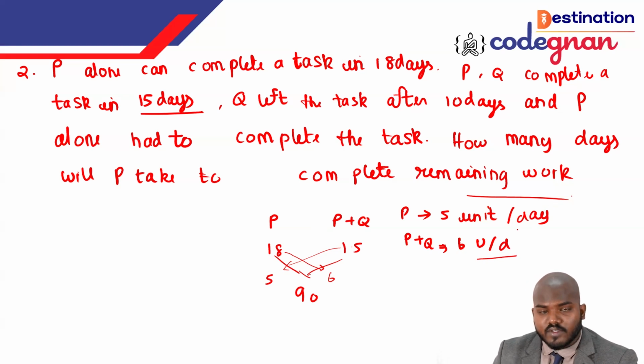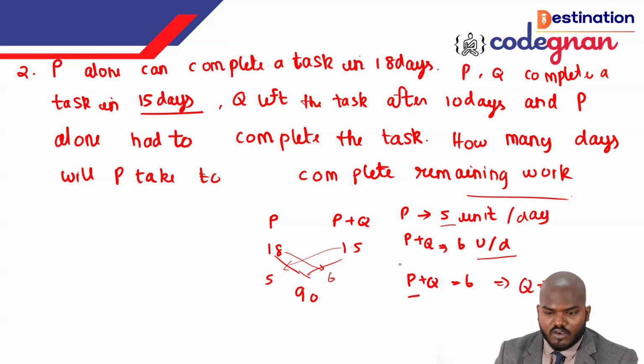Okay, for each day he was completing 6 units, and P can complete 5 units per day. So this is how you need to calculate this one. Going onwards, you can say that P plus Q is equal to what? That is 6. Then what is P? P we already know is 5. So Q is equal to 6 minus 5, that is 1. So Q can complete the work at 1 unit per day.